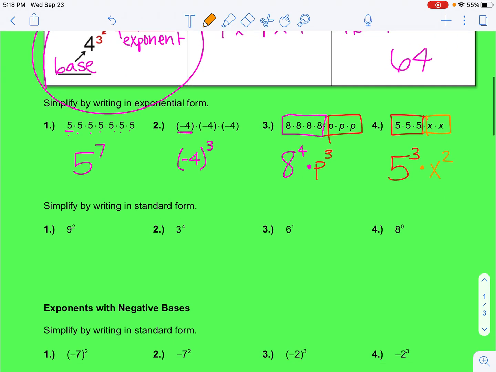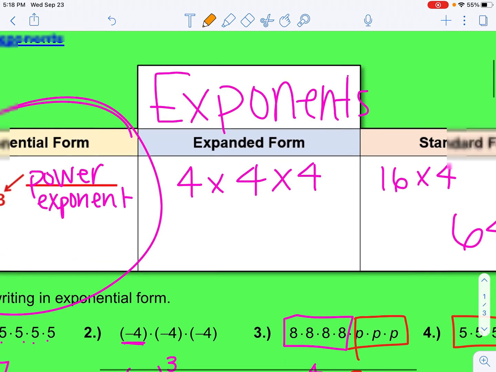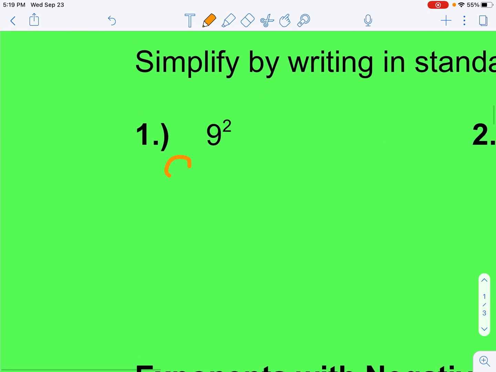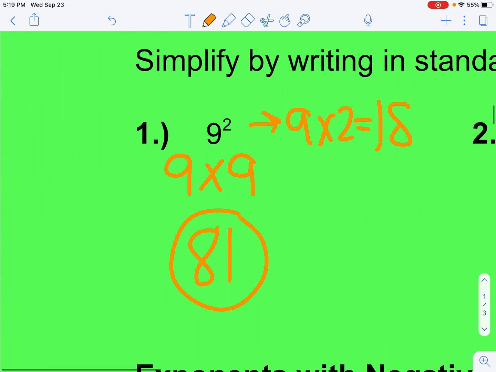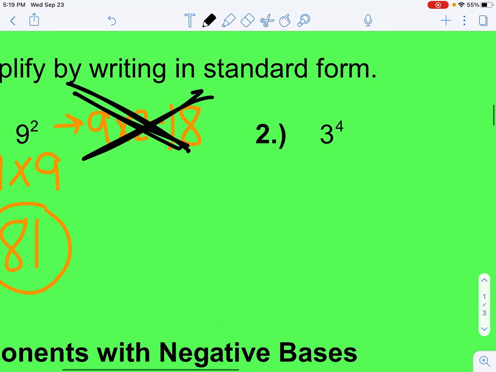Alright? Let's look at this next section. It's wanting us to simplify by writing in standard form. So remember, standard form is where we write it just as a whole number. So it always helps me to write it out in expanded form. So I'm taking 9 squared. So I'm taking 9 times 9, which is 81. Please don't do 9 times 2, which is 18. That is not the same thing. Please do not do that. That is wrong. Okay? I'm taking 9 times 9, not 9 times 2.